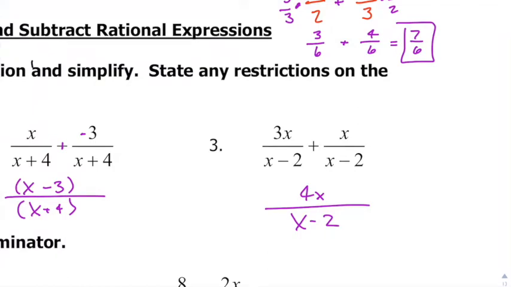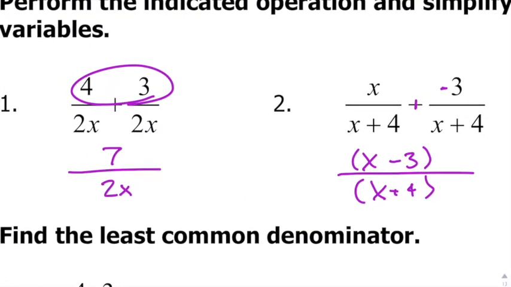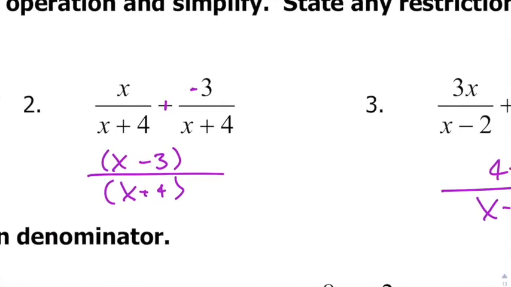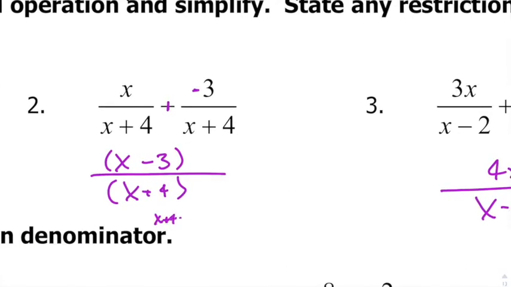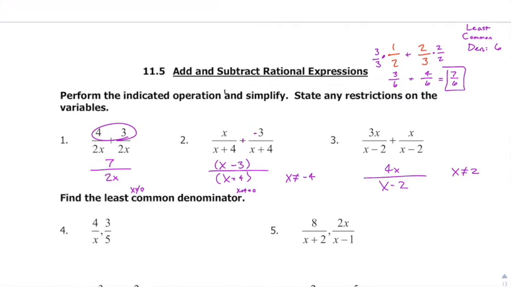So as far as stating restrictions on the domain, it kind of works like on the 11.4 lesson. You just got to figure out what would make the denominator 0. So I guess for this first one here, if we plugged in 0 for x, that would make the denominator 0. So we want to say x cannot be 0. All right, same idea here with this one. You set the denominator x plus 4 equal to 0, just like yesterday's lesson, and then that means x cannot equal negative 4. And then for this last one, I guess we're going to say x cannot equal 2. Okay, so that's a little recap there.